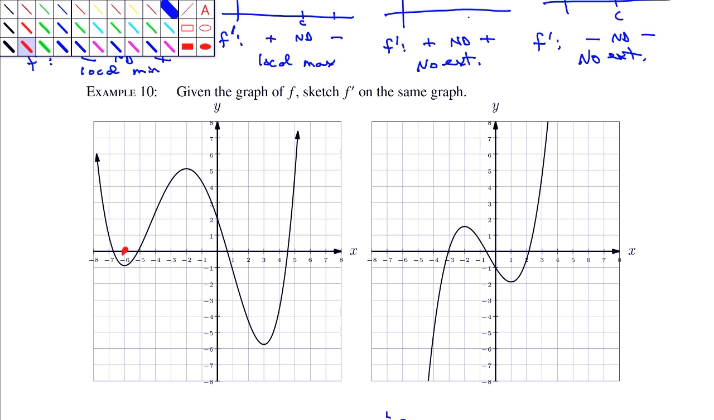Where else does the derivative have a 0? x equals -2, because we have a horizontal tangent line here. And where else? x equals 3. So the first thing you should do is mark the zeros. Now, the next question. You have to figure out where the derivative is positive and where the derivative is negative. If the derivative is positive, what does that tell us about the function itself?